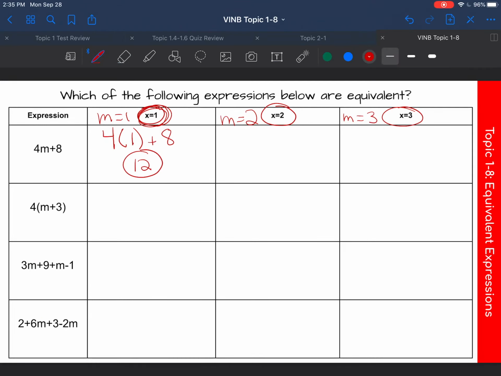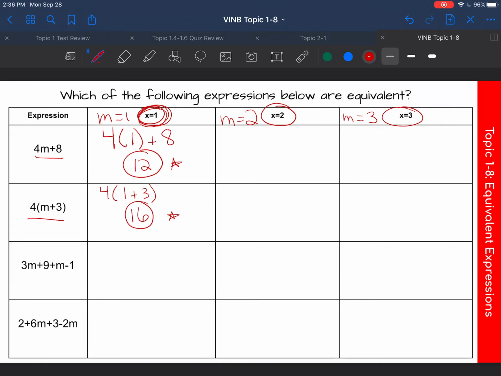All right. For the second problem, again we plug in 1 for m. So it'd be 4 parentheses 1 plus 3. 1 plus 3 is 4, and 4 times 4 is 16. Uh-oh. So we got 12, and then we got 16. So do 4m plus 8 and 4 parentheses m plus 3 seem equivalent so far? No, but let's keep going.